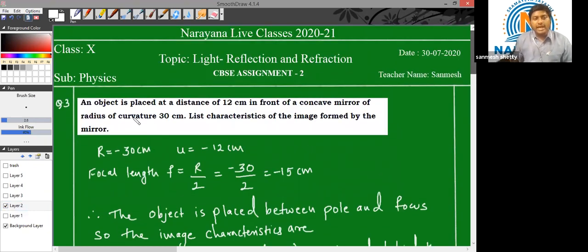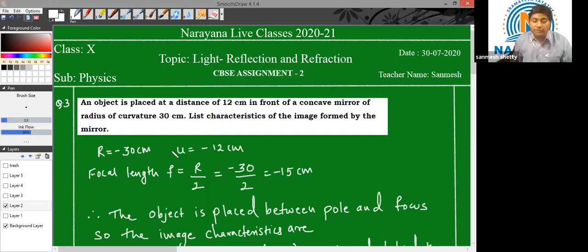Question number 3: an object is placed at a distance of 12 centimeters in front of a concave mirror of radius of curvature 30 centimeters. List the characteristics of the image formed by the mirror. Now, the radius of curvature, I have taken r is equal to minus 30 centimeter according to our sign convention. A concave mirror has a negative radius. Also, the object is always kept on the negative x-axis. That's why u is equal to minus 12 centimeter.